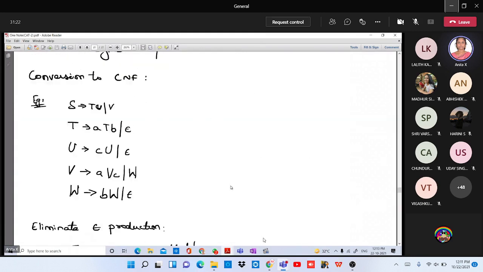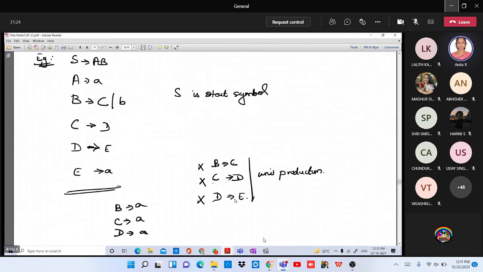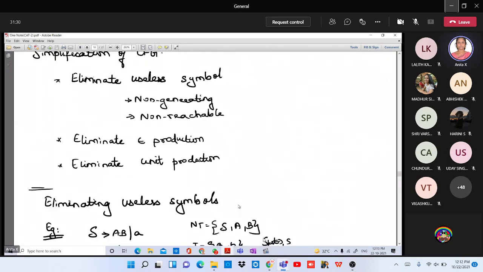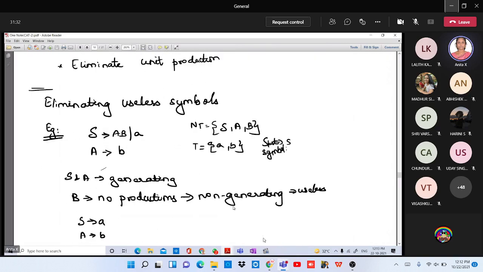Next comes eliminating the useless symbols. So what are useless symbols? Non-generating and non-reachable symbols are useless symbols. Non-generating means every symbol should have productions. If any symbol does not have any productions, then it is a useless, non-generating symbol. And another thing, non-reachable.